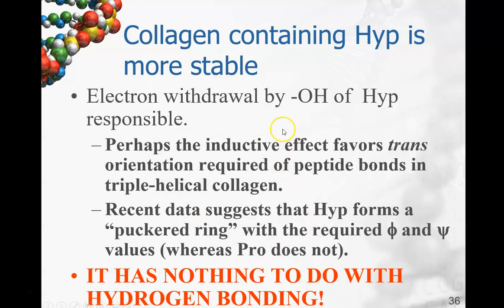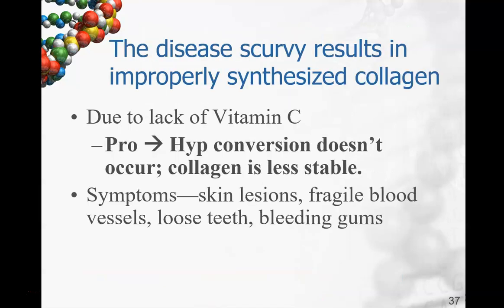There are a couple of reasons why the electron withdrawal by the OH makes collagen more stable. The inductive effect might favor the trans orientation. Remember I told you earlier that peptide bonds involving proline might form cis double bonds, so maybe this helps the trans orientation. That's required of the peptide bonds in triple helical collagen. Or maybe hydroxyproline forms a puckered ring with the required phi and psi values where regular proline does not. So it has nothing to do with hydrogen bonding. The experiment with a fluorine shows us that.